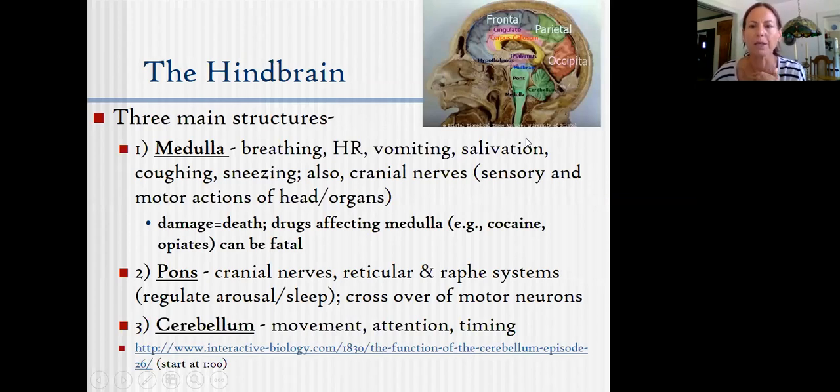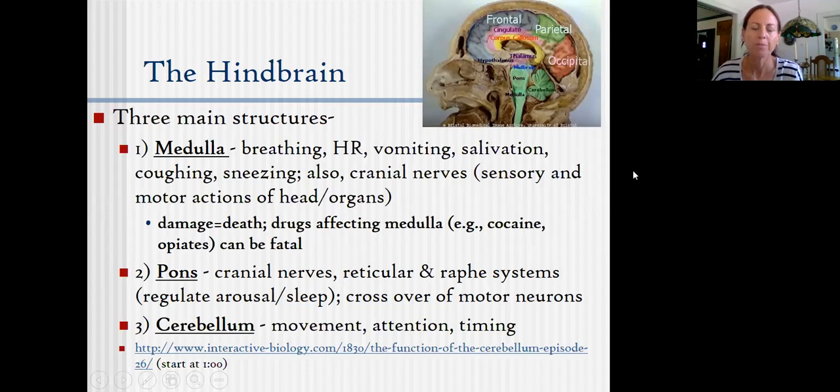So if you look at the hindbrain there in green on this picture, you'll see we've got 3 structures there, the pons, medulla, and the cerebellum. And the medulla is coming right up from the spinal cord, so it's connected to the spinal cord. And it is involved in some very basic activities that are really vital for life. So there you see breathing, heart rate, vomiting, salivation, coughing, sneezing. There's also some cranial nerves that come out of there. And the cranial nerves are peripheral nervous system nerves that control the head and the neck.